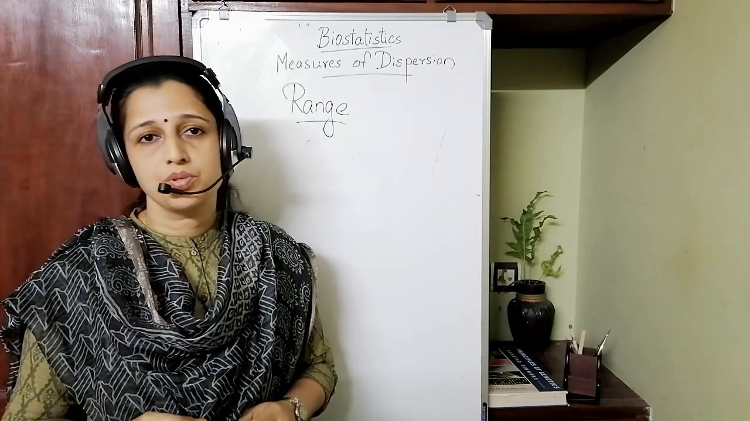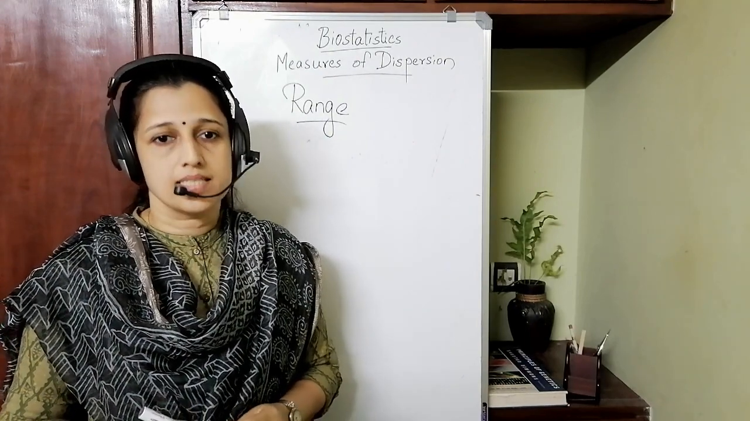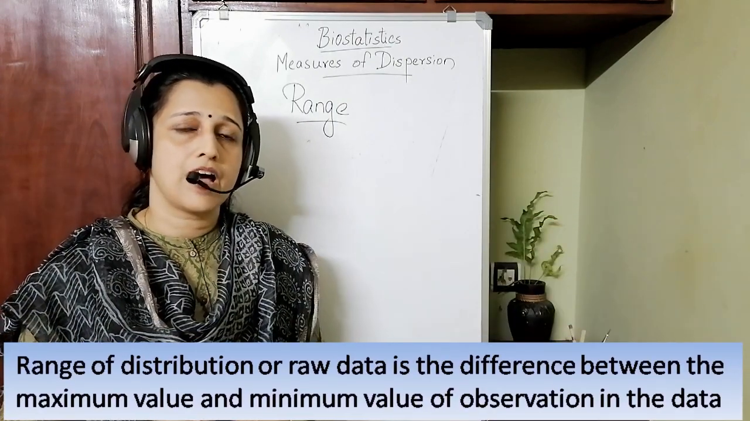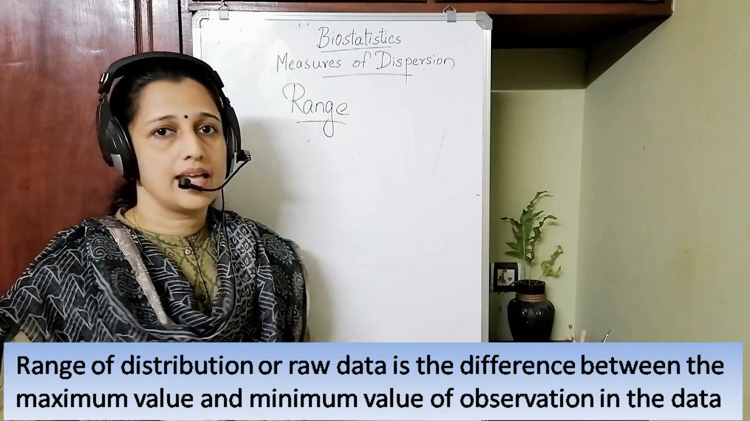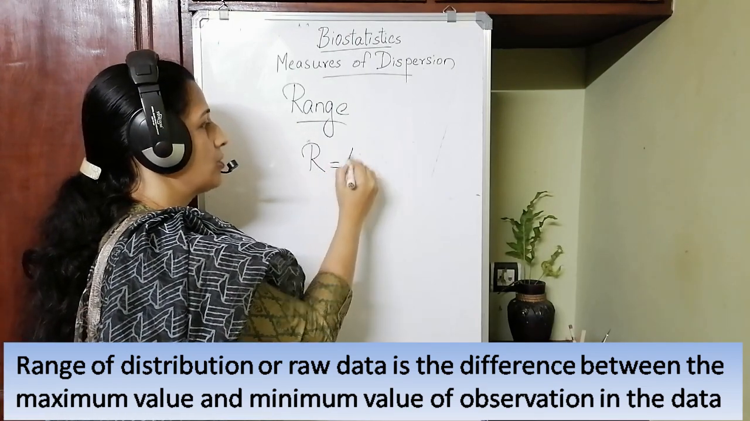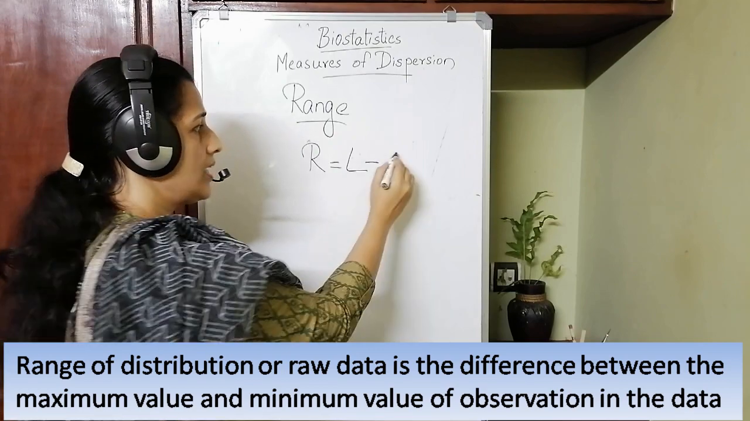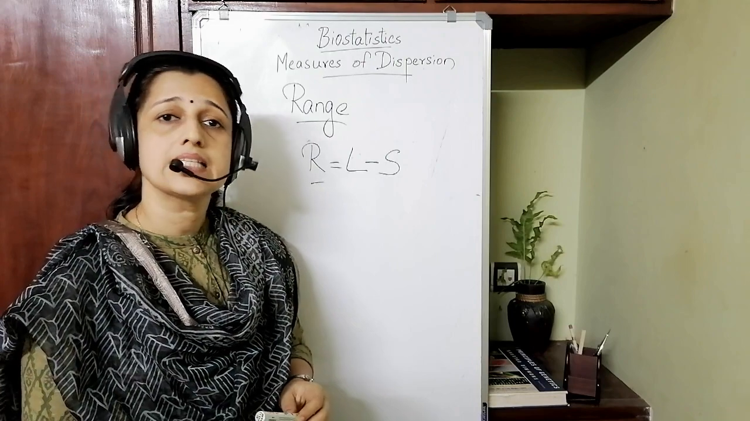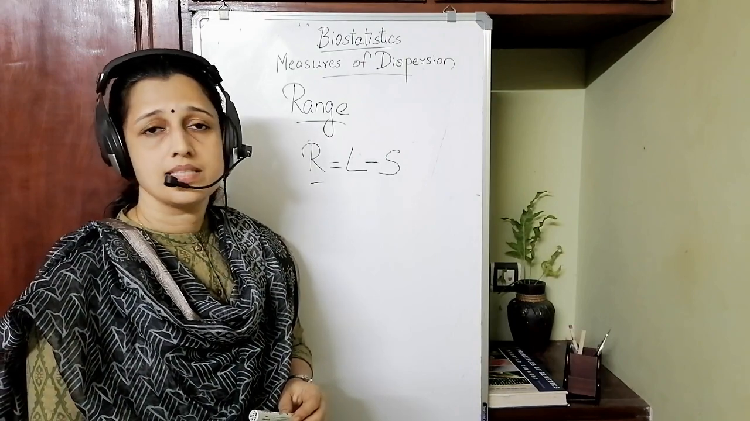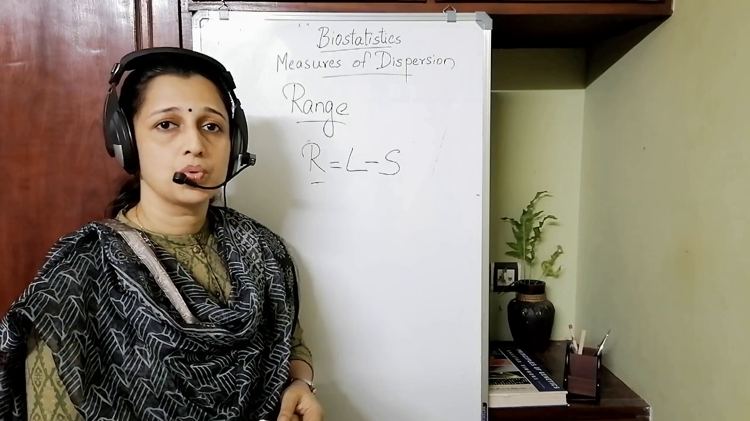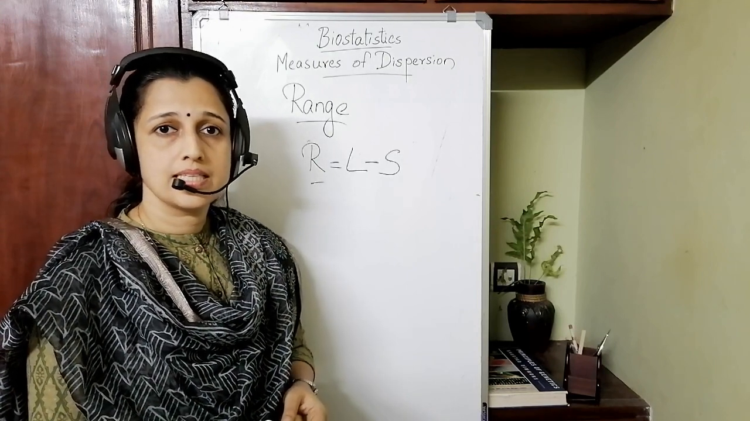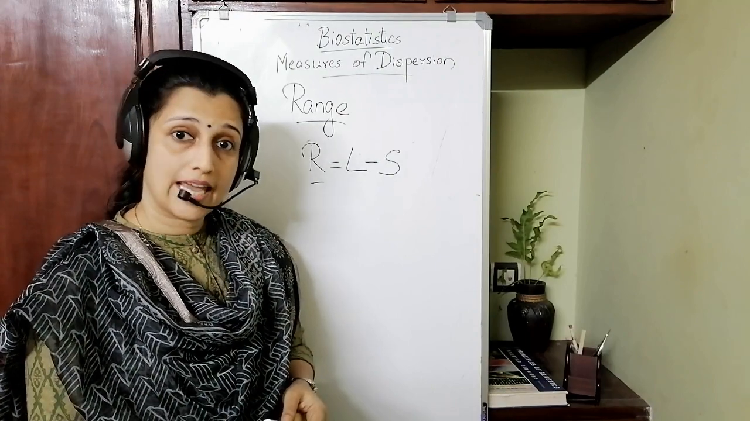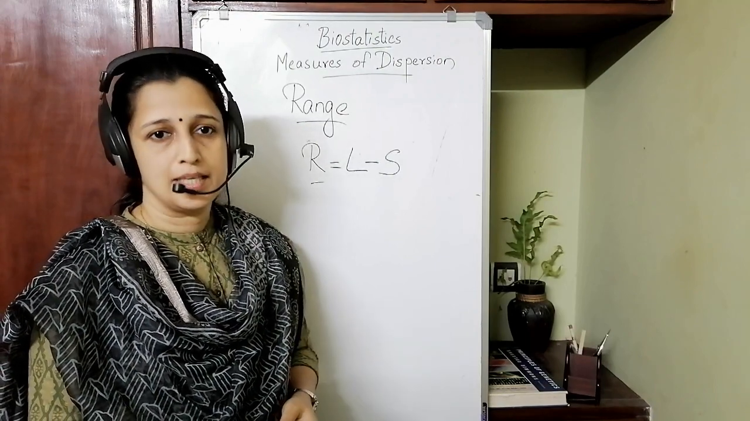The range of a distribution or raw data is the difference between the maximum value and the minimum value of the observations in the data, or R is equal to L minus S, where R is range, L is the largest value of the variable and S is the smallest value of the variable. Let's see how we can compute the range of individual series, discrete series and continuous series. First is computation of range in the individual series.